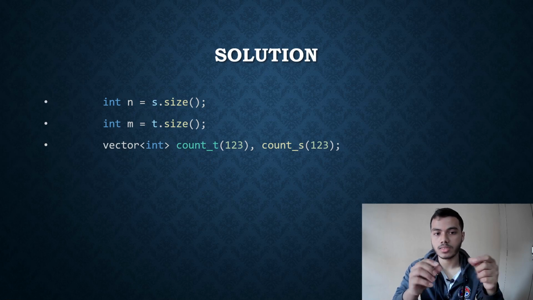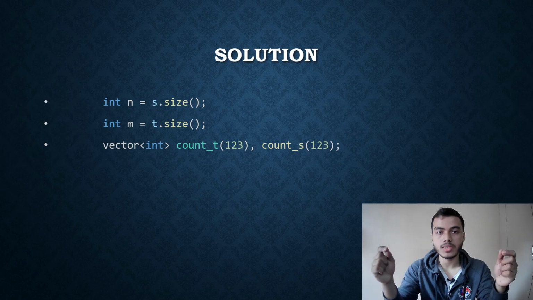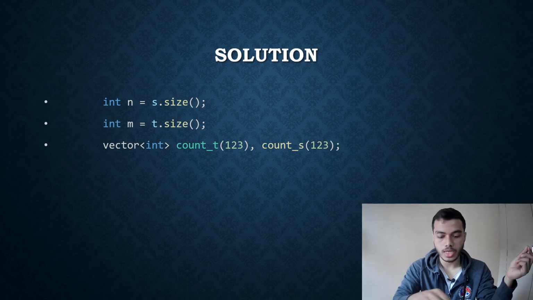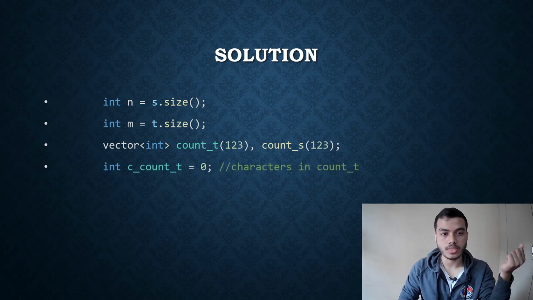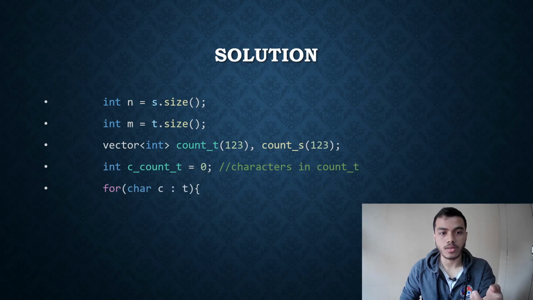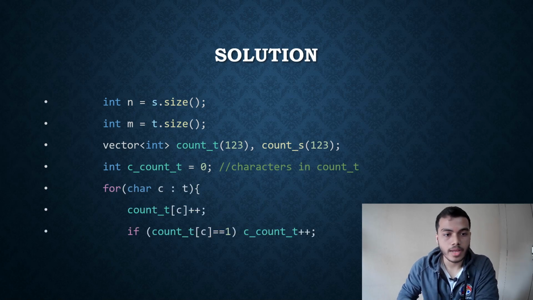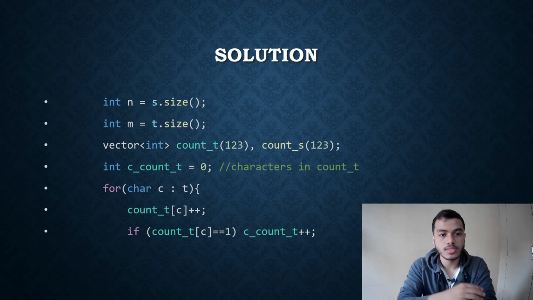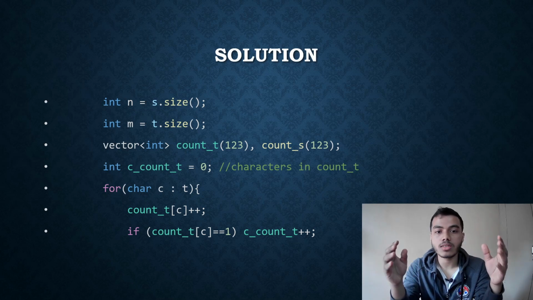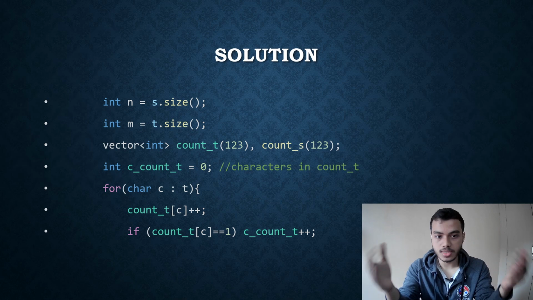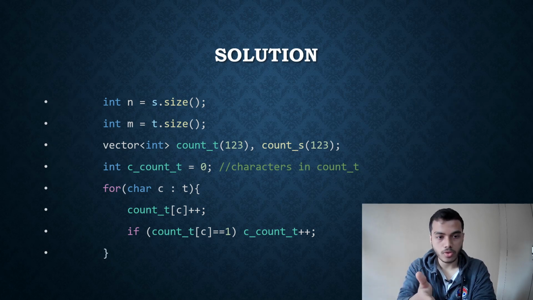What does count T of A mean? It means how many characters A are present in our string T. Same for S. So here we will first populate our count for string T. And what is C count of T? C count of T basically means the number of unique characters in our target string T. Here in our for loop we populated the count of T, which is basically keeping track of the count of characters. You can easily understand this.